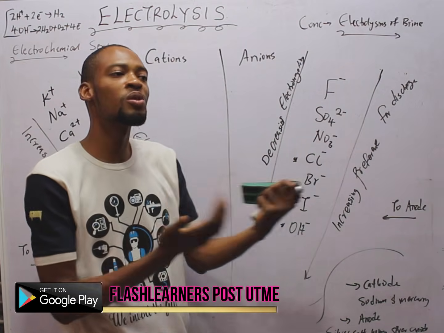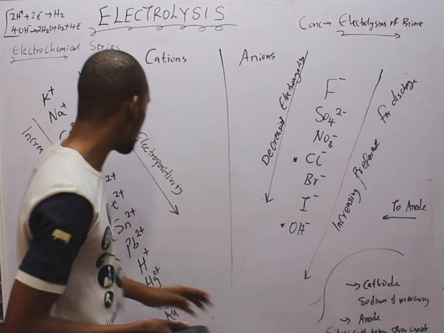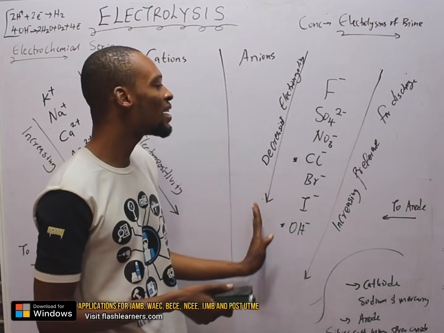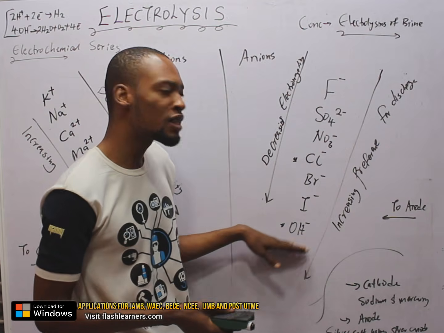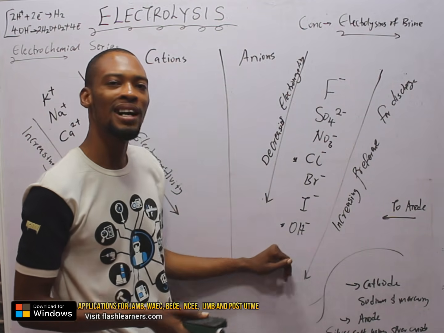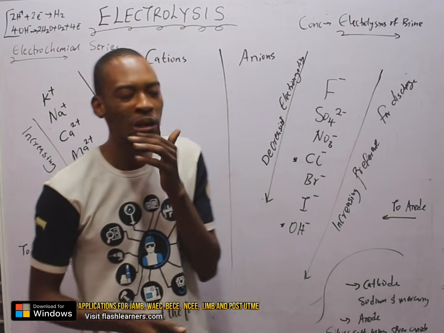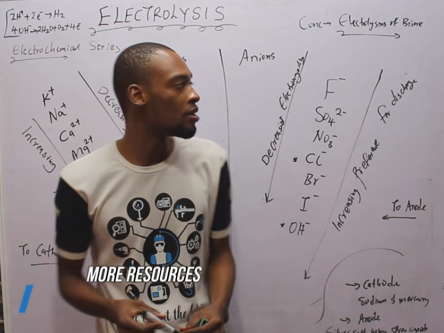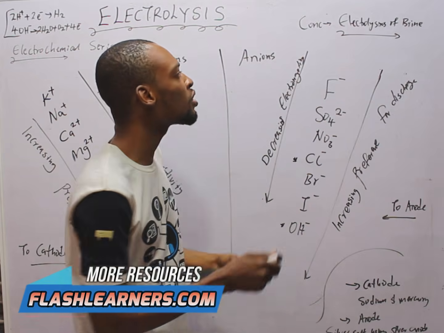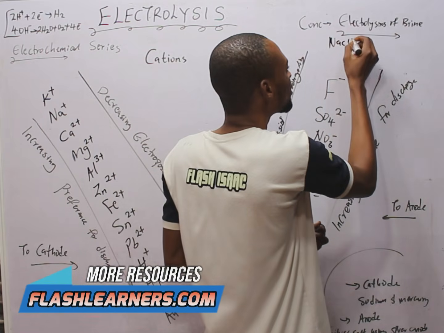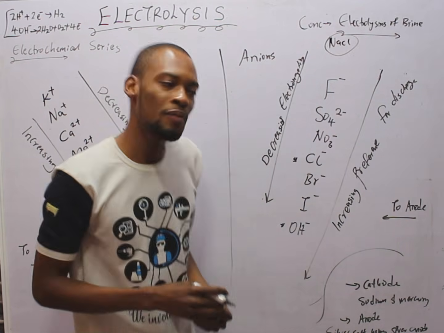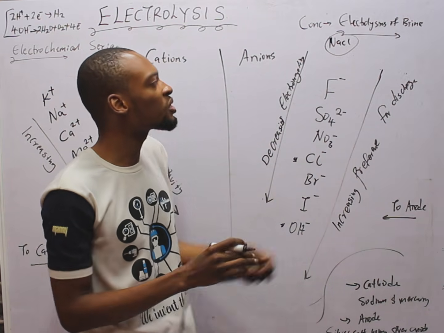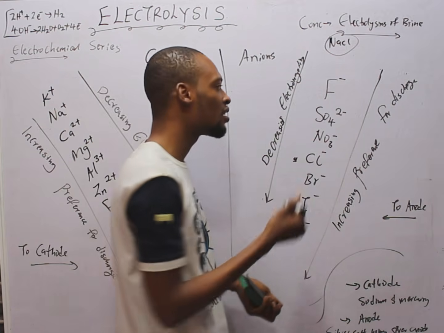When you are given dilute sodium chloride solution, I've already told you that hydrogen will be discharged, and at the anode we have OH minus and Cl minus. So OH minus will be discharged because it is lower in the electrochemical series. But in the case where you are told that electrolysis of brine is the electrolysis of concentrated sodium chloride, in that case, OH minus will not be discharged.